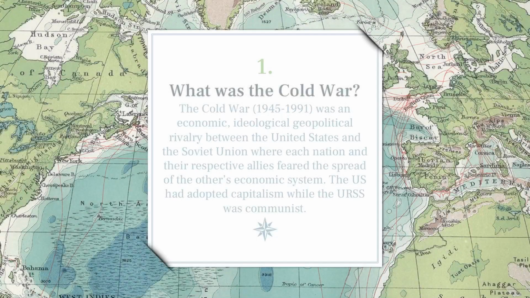What was the Cold War? The Cold War lasted from 1945 to 1991, and it was an economic, ideological, geopolitical rivalry between the United States and the Soviet Union, where each nation and their respective allies feared the spread of the other's economic system. The US had adopted capitalism, while the USSR was communist.